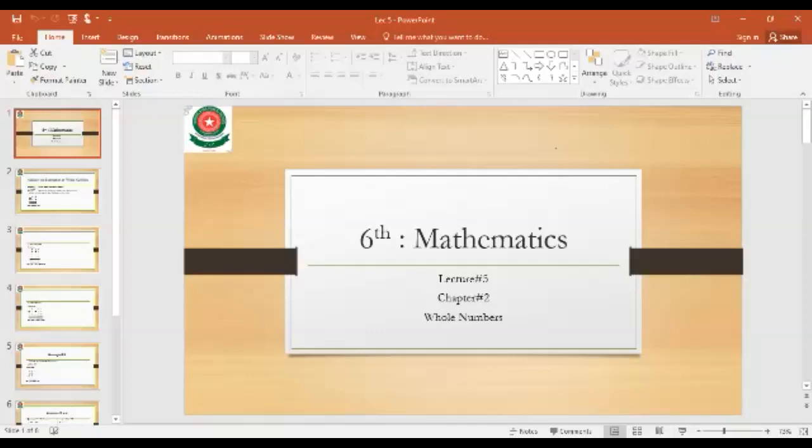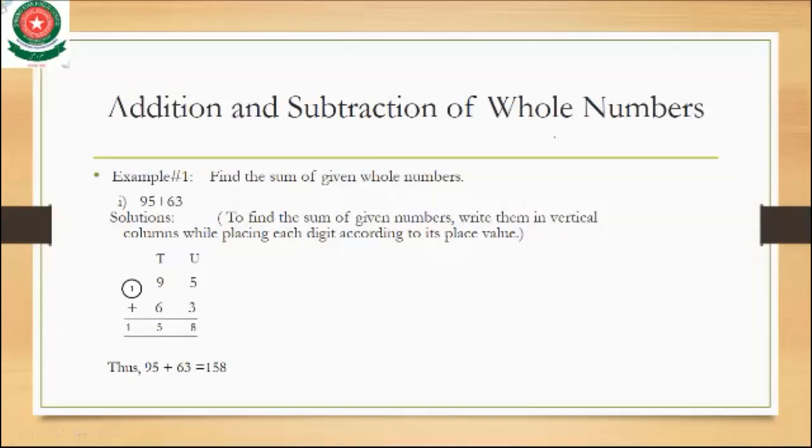Okay, class, see this. 95 plus 63. You will add two numbers, 95 plus 63. First you will write U and T, meaning unit and ten. In 95, the most right side number is 5, so 5 will be written below the unit, and the left side number is 9, so 9 comes here. In 63, the most right side number is 3, so we write 3. The most left side number is 6, so we write 6.